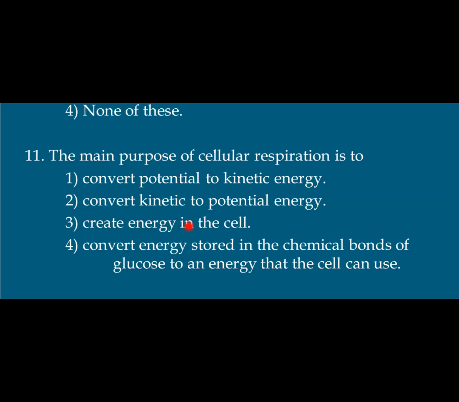You know there is a basic law: energy can neither be created nor destroyed. You know that very well. Option 4, convert energy stored in the chemical bonds of glucose. 100%. Which bonds? C-C bonds, carbon-carbon bonds, to an energy that the cell can use. In which form are we storing it? In the form of ATP. That is our purpose. You have to convert it into a usable, easily available form. So option 4 is the answer for question number 11.